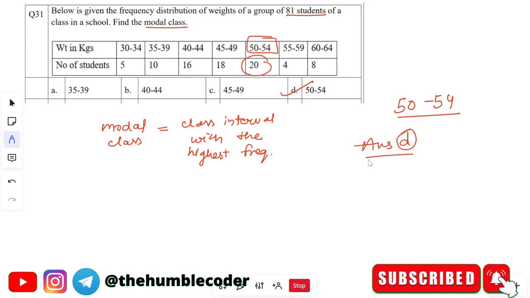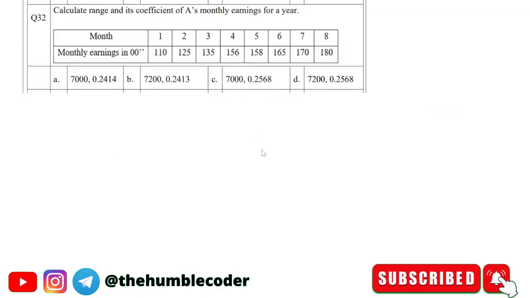Hope you have understood the explanation. Let's move on to the next question now. Let's look at this question.